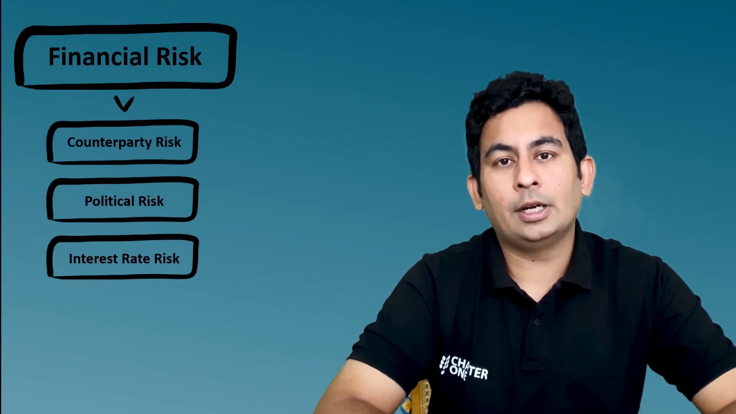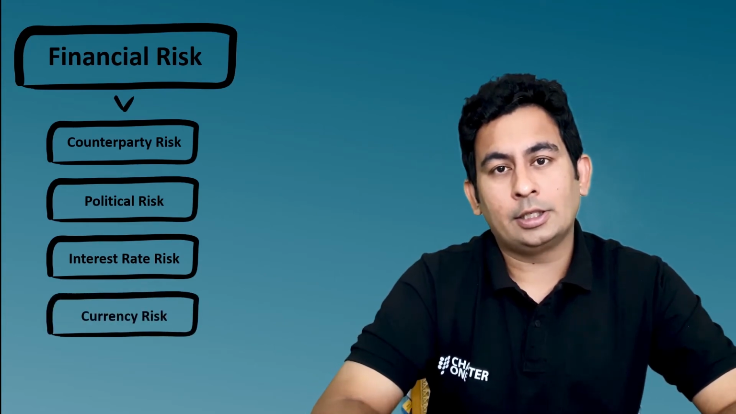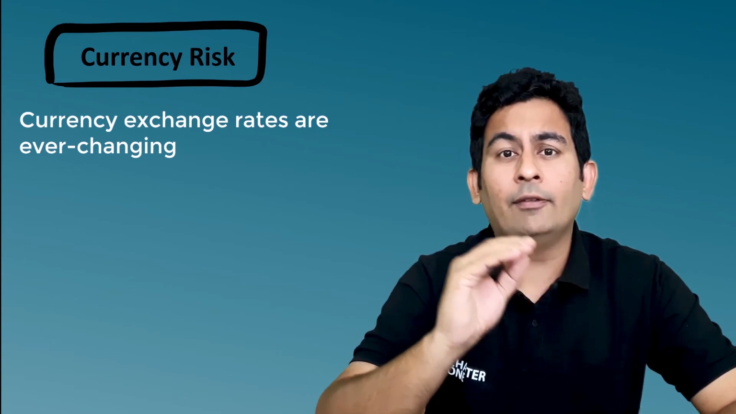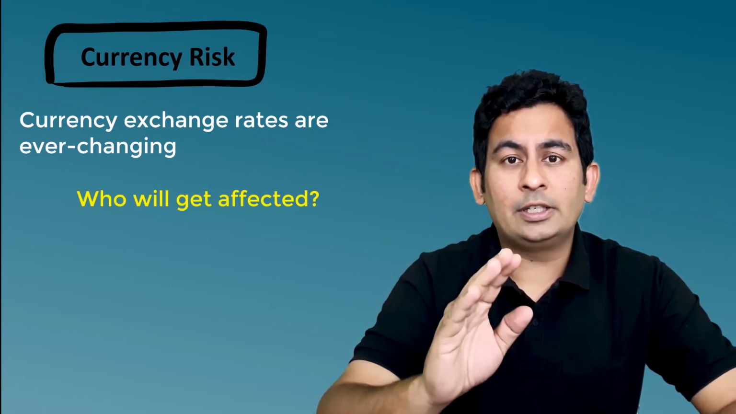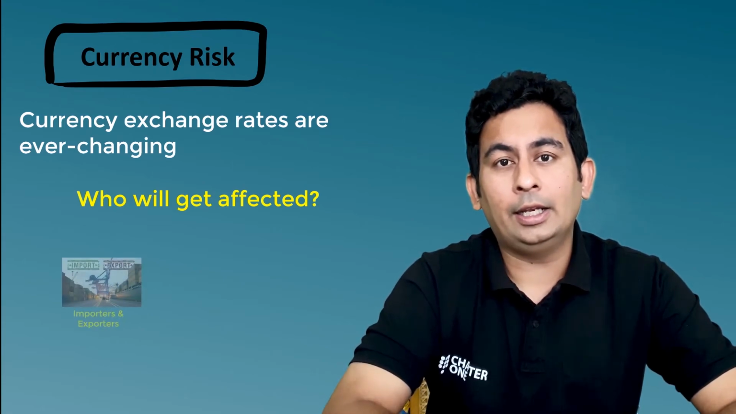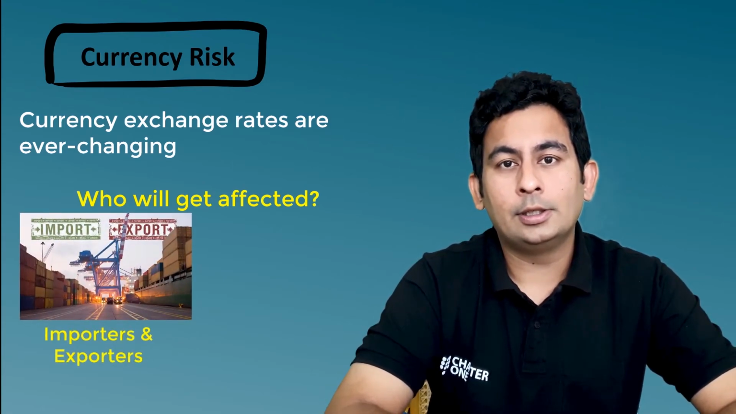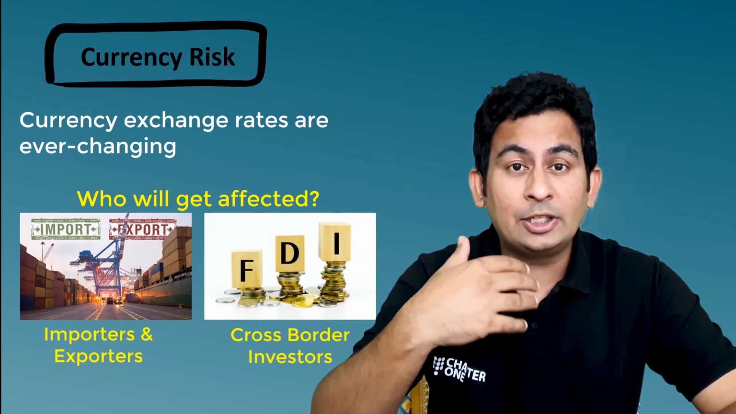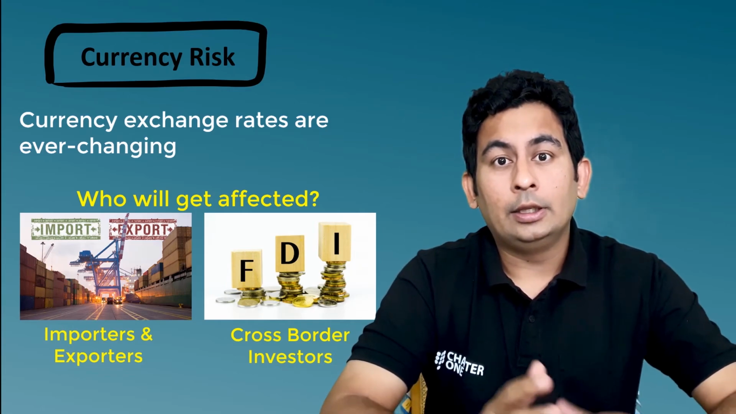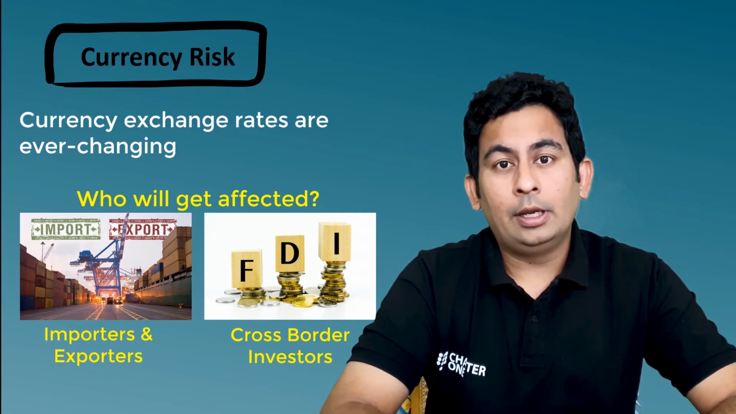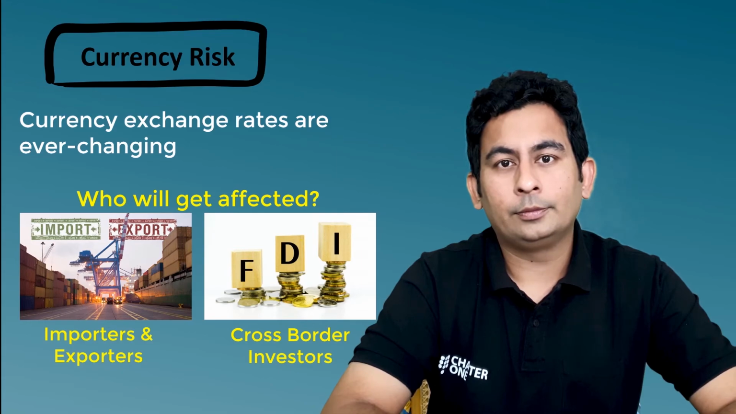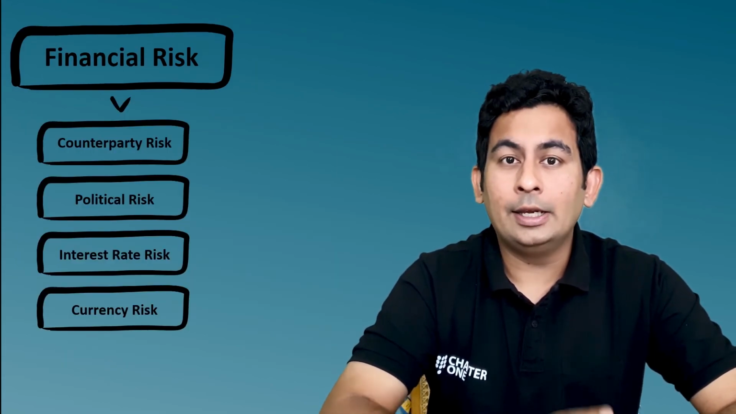The fourth type of financial risk is called exchange rate risk. We all know the exchange rate is also not constant. It keeps on changing. But this risk generally does not affect everybody. Mainly, it affects 2 categories of people. One category is importers and exporters. The second category is cross-border investors. Now, when the exchange rate moves unfavorably, then for these set of people, either their outflow will increase or their inflow will come down. The last type of financial risk is called liquidity risk.